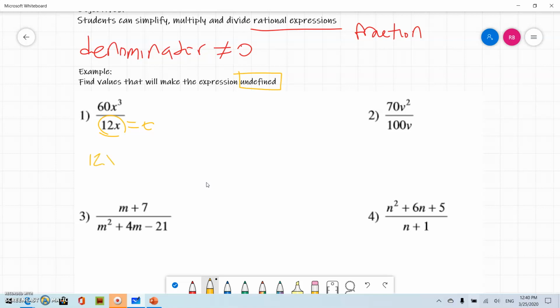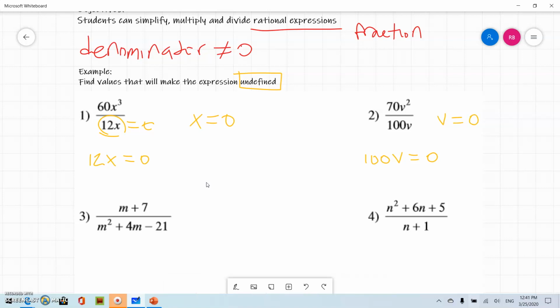So we said 12x is equal to 0. Then we know that x has to equal 0, because if you divide both sides by 12, then 0 divided by 12 is still 0. So x equals 0 is when this expression is undefined. And this one, number 2, it's the same. Even though the number is different, we know that if v is 0, then the whole thing's going to be 0, which means that it will be undefined.